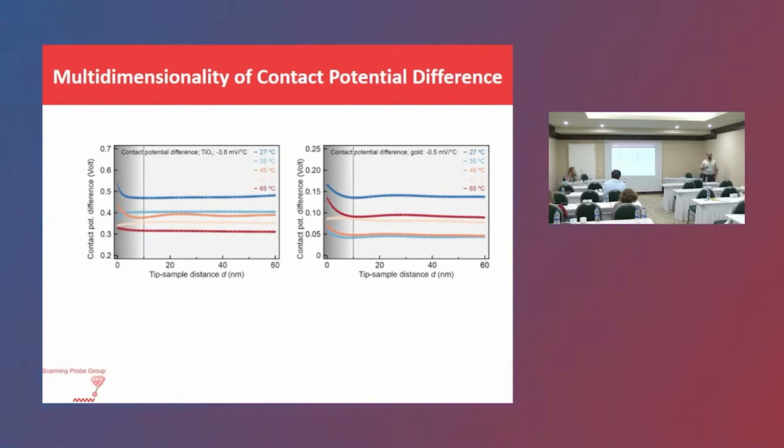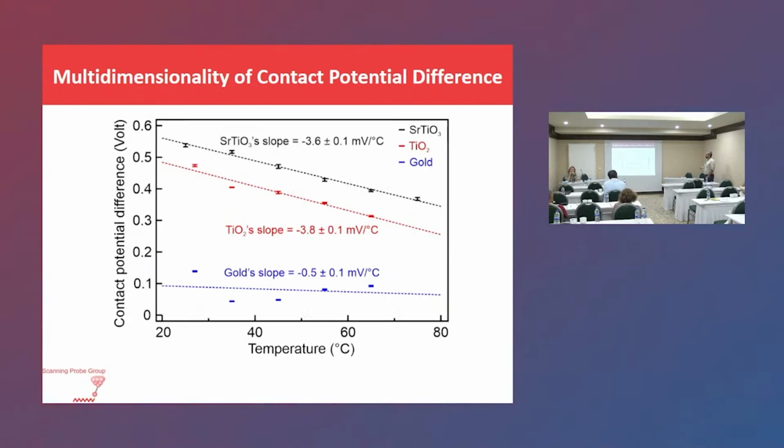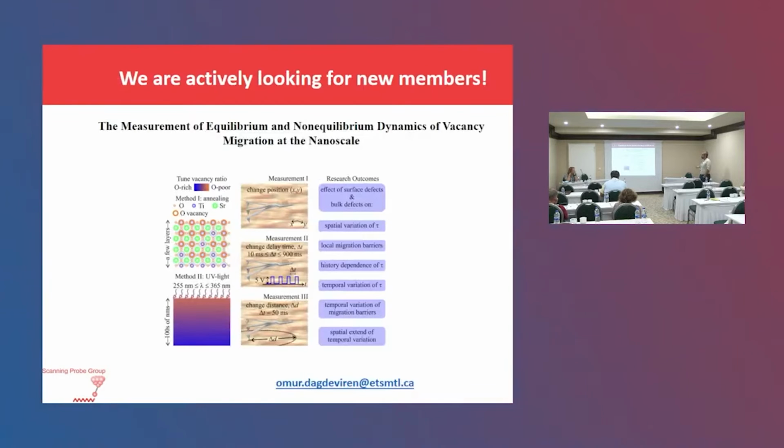However, for gold, which is a free electron material, there's a minimal variation of the contact potential difference, which is more clear in this aspect. So for the gold-coated silicon, which had a gold thickness on the order of 50 nanometers, the contact potential difference was minimized compared to the other n-doped materials as a function of temperature variation.